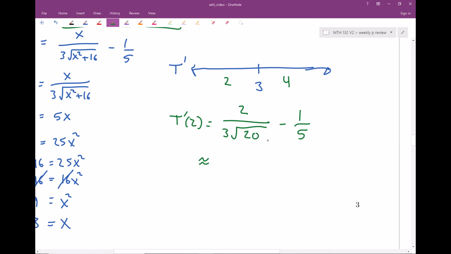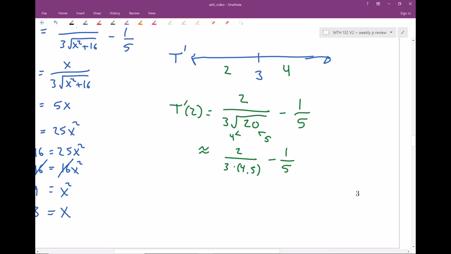And the only really kind of challenging thing is the square root of 20. Well, the square root of 20 is somewhere between the square root of 16, that's 4, and the square root of 25, that's 5. So it's somewhere between 4 and 5. And it seems to be kind of in the middle-ish. So I'm going to go ahead and say that this is around 4.5. So we're going to have 2 divided by 3 times 4.5 minus 1/5. All right, so let's go ahead here. 3 times 4.5, well, that's going to be, let's see, 13 halves. So 2 divided by 13 halves.